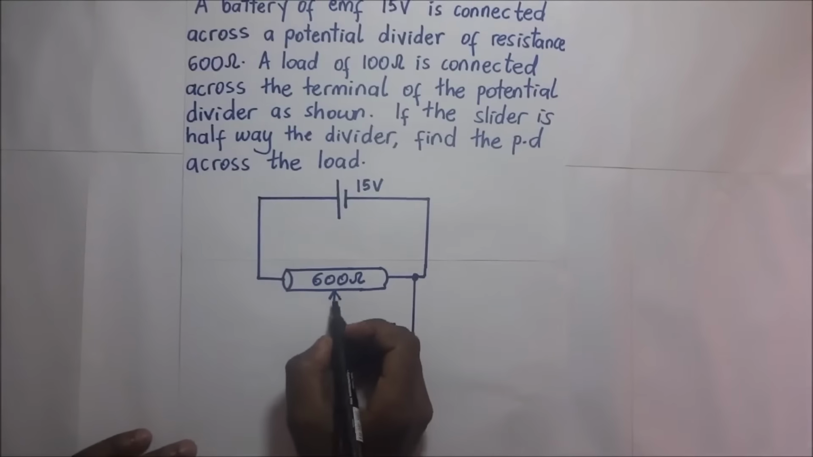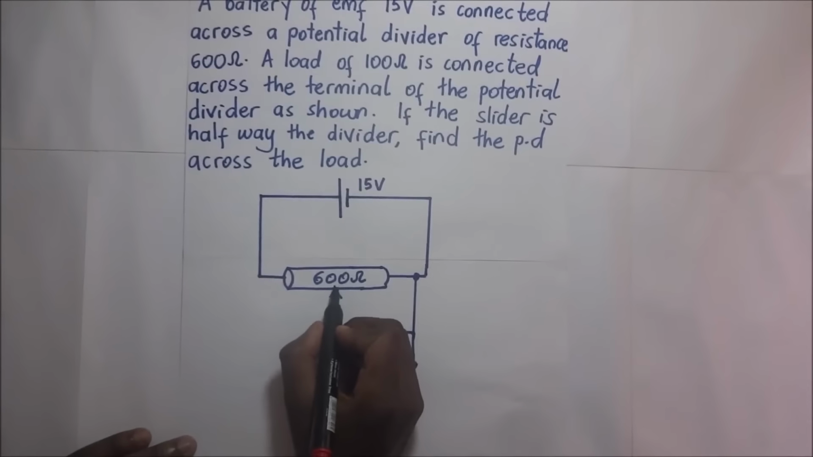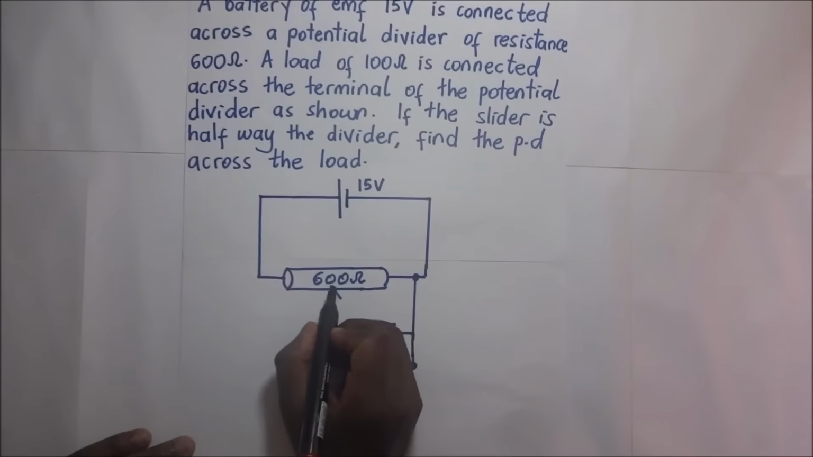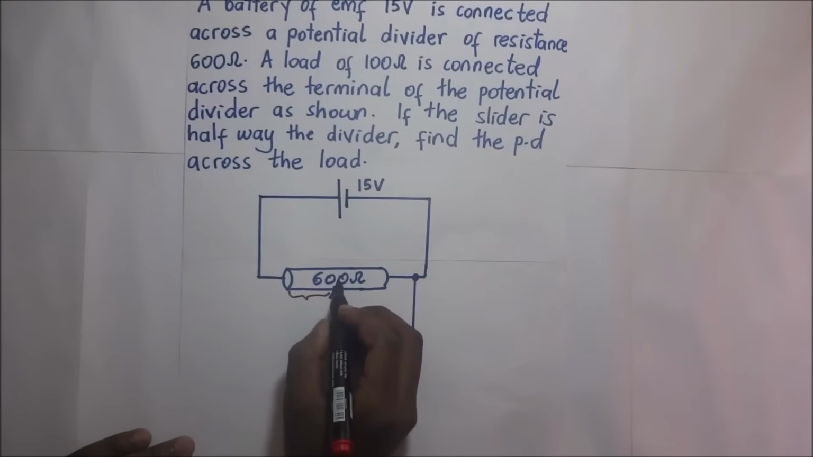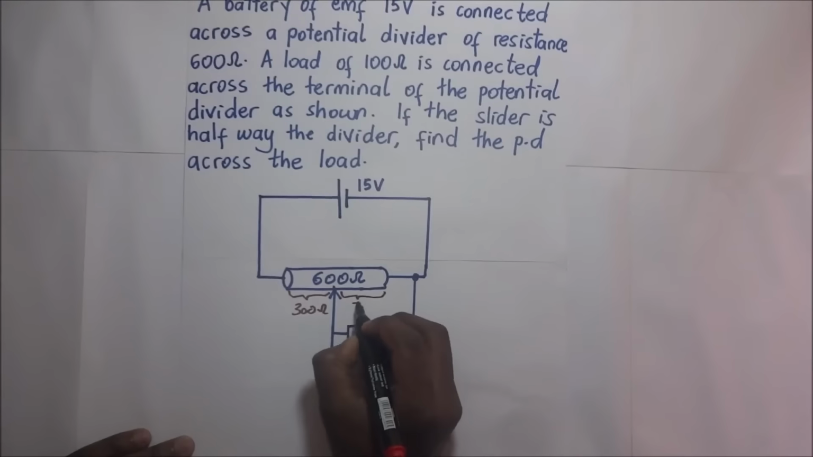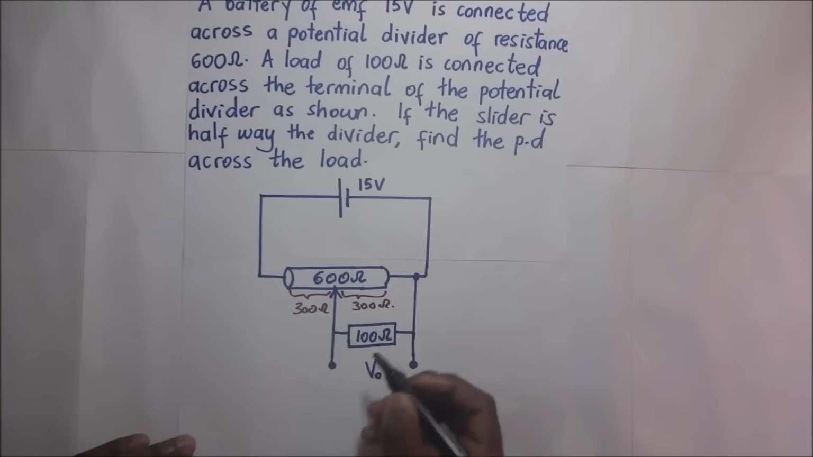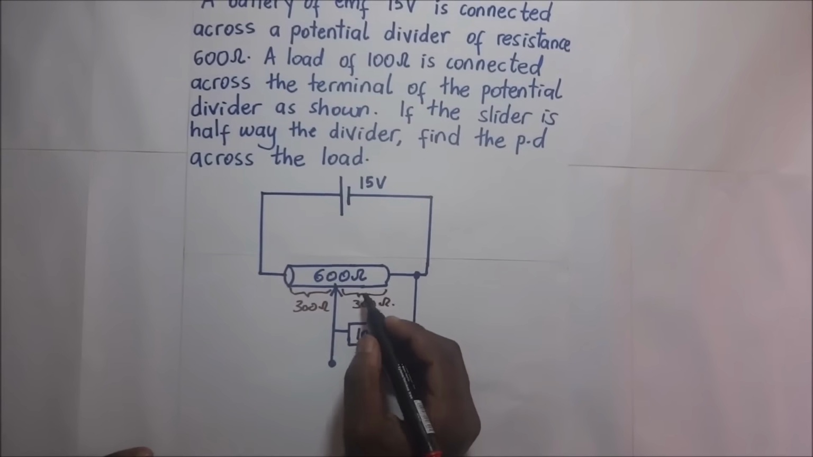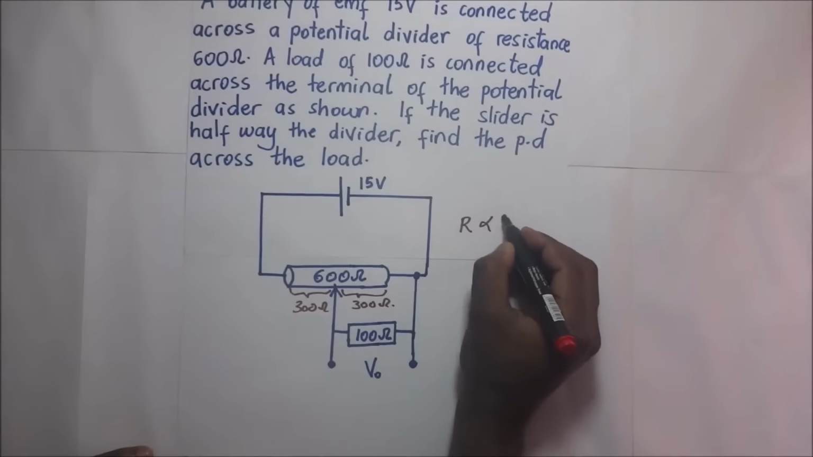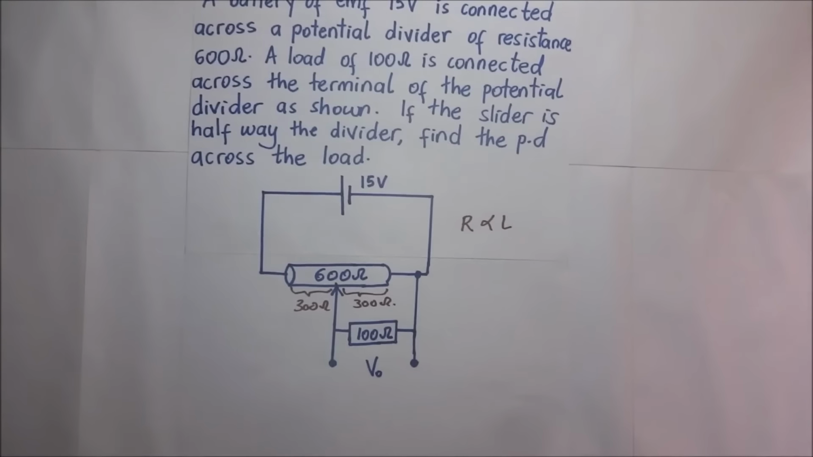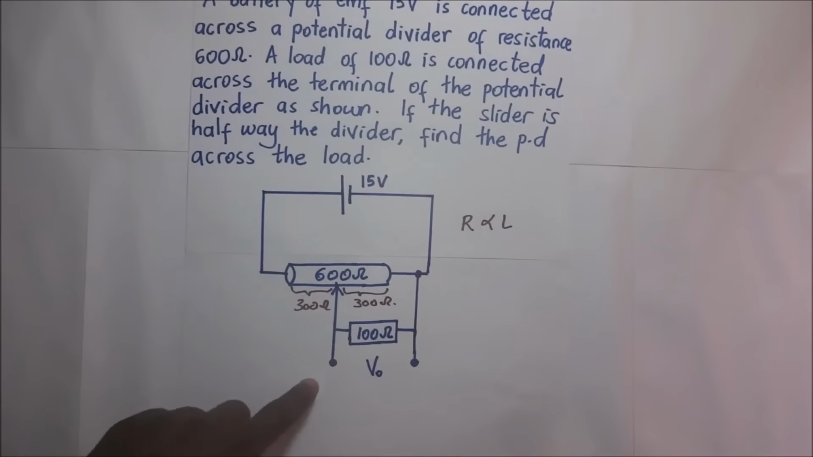Now, of course, if this slider is halfway this divider, and this whole thing is 600 ohms, if it is halfway, it means that this portion is 300 ohms, and this other portion is also 300 ohms. This is coming from the fact that the resistance of a conductor is directly proportional to the length. The longer the length, the higher the resistance. The shorter the length, the smaller the resistance.